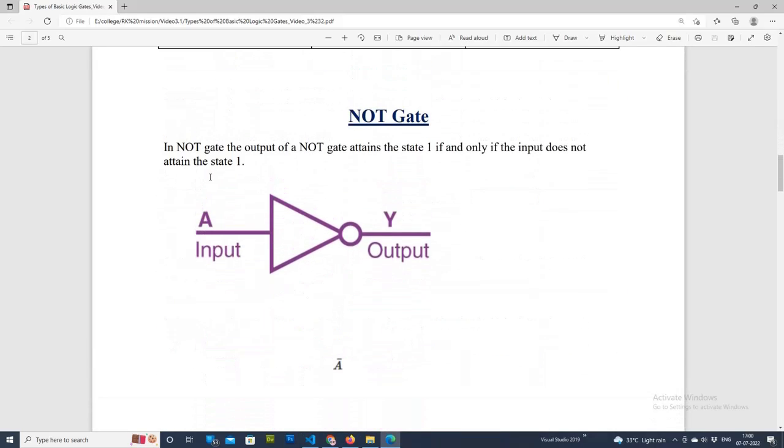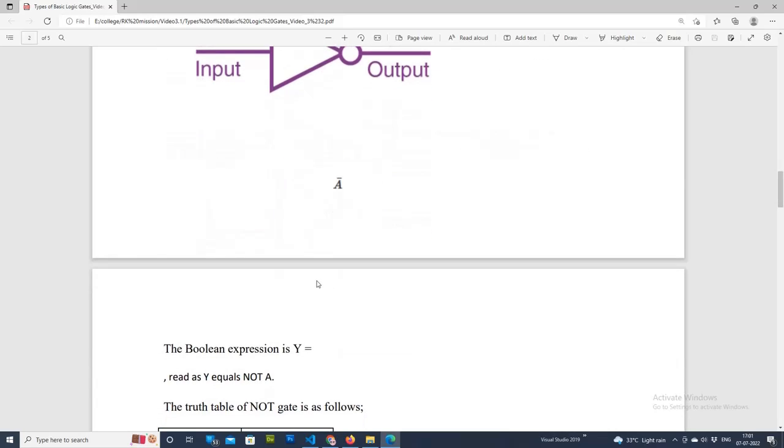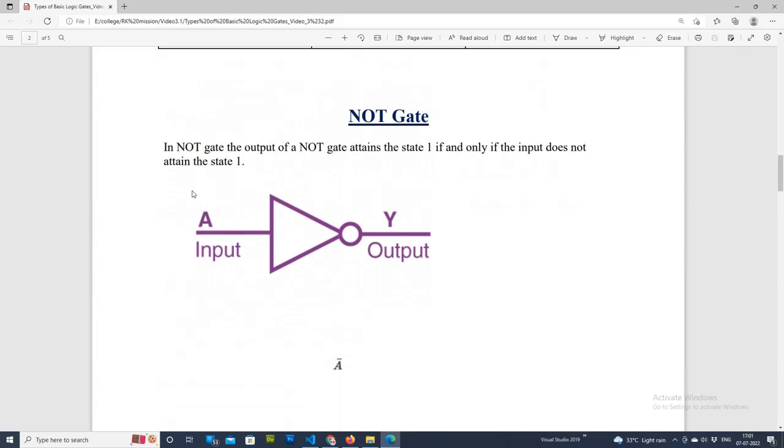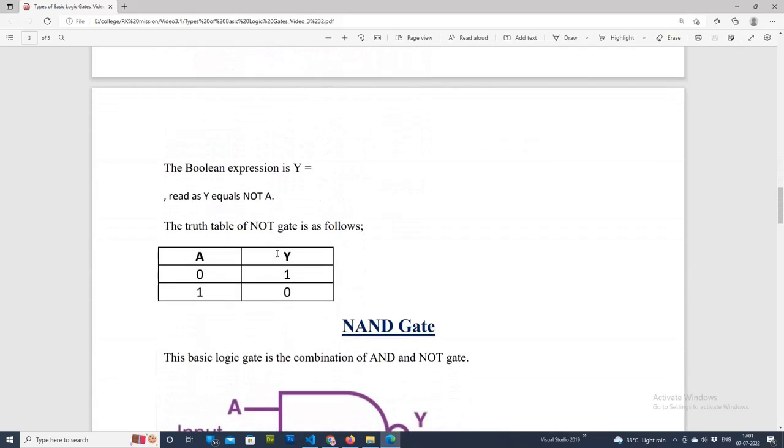NOT gate. The output of a NOT gate attains the state of 1 if and only if the input does not attain the state of 1. So in a NOT gate the input should be complemented, as I have told. If the input is a, then the output should be a bar.